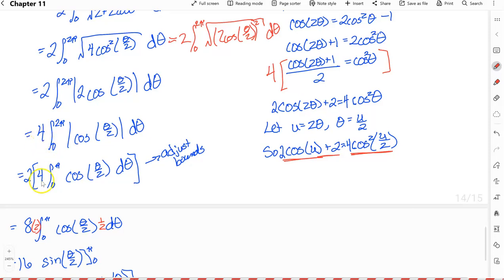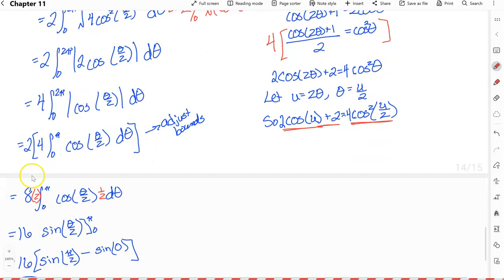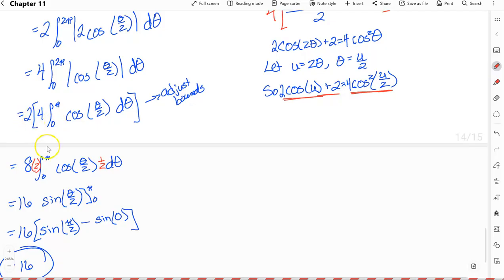So then I have a 4 out here. So I'm integrating 4 times the integral from 0 to pi of cosine of theta over 2. No absolute value there because we adjusted the bounds to account for the absolute value. But now I need to double that because that's only going to give me half of that answer. So I'm going to multiply it by 2, which is going to give me 8 here. So I'm going to have 8 times the integral from 0 to pi of cosine of theta over 2 d theta.